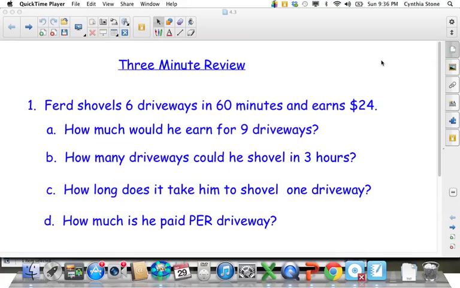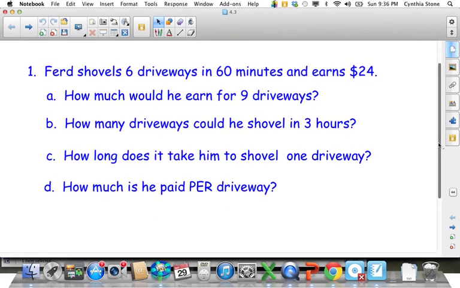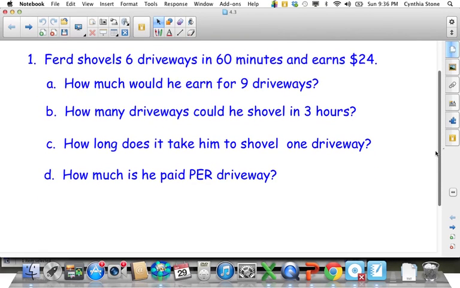For a specific where you're always comparing things to 1, but we'll see that in a little bit. I would expect by now you've done this question. I'm going to take time to take it up right now so you can compare your answer to mine. So Ferd shovels 6 driveways in 60 minutes and earns $24.